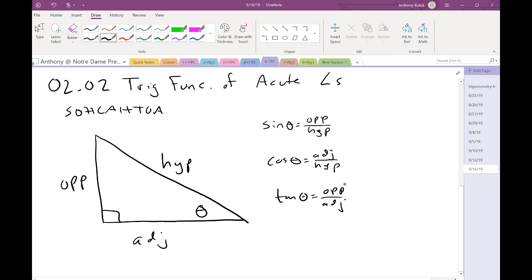And then we had also introduced 3 other trig functions. So we had introduced cosecant, which is the reciprocal of sine. We had introduced secant, which is the reciprocal of cosine. And then cotangent, that's the reciprocal of tangent.